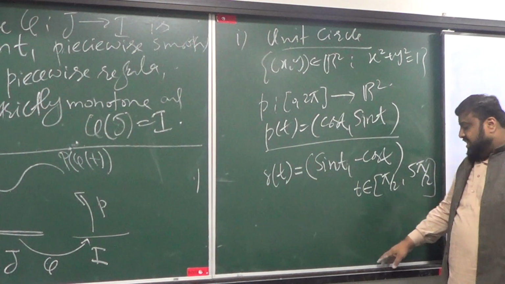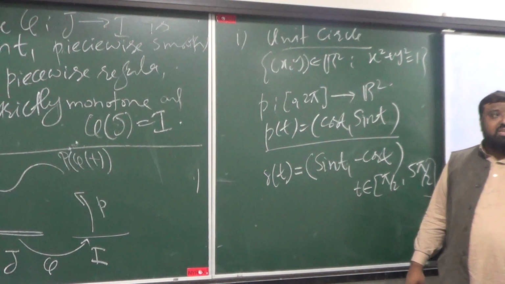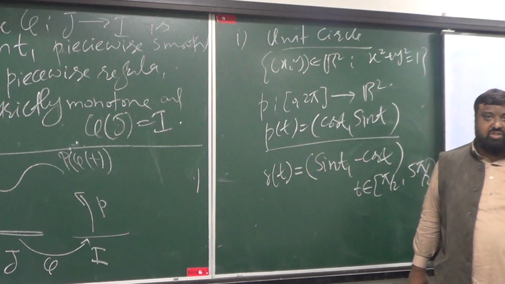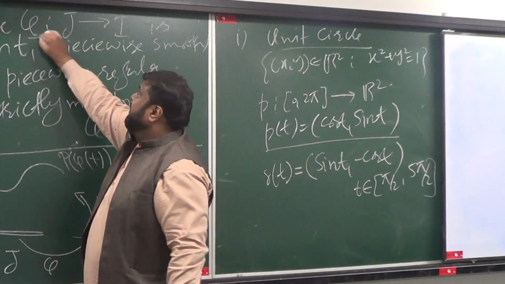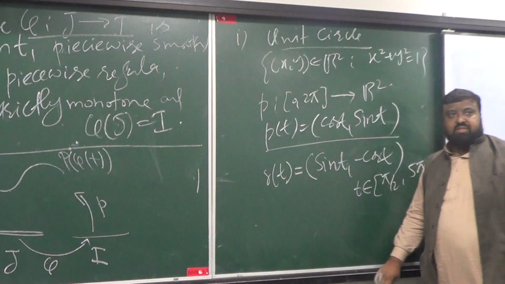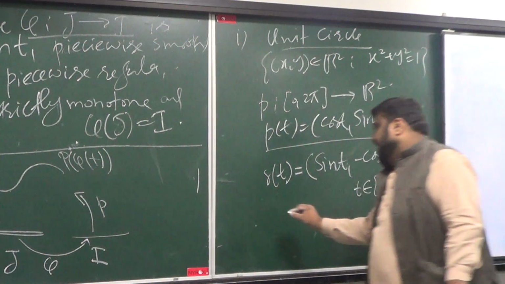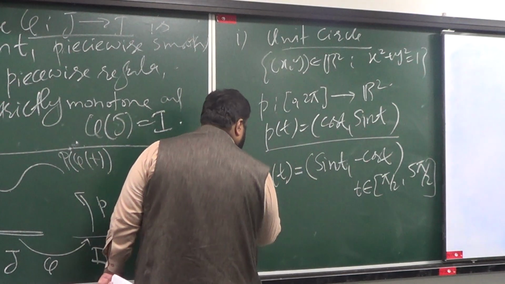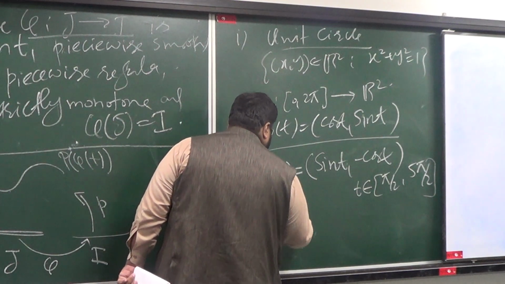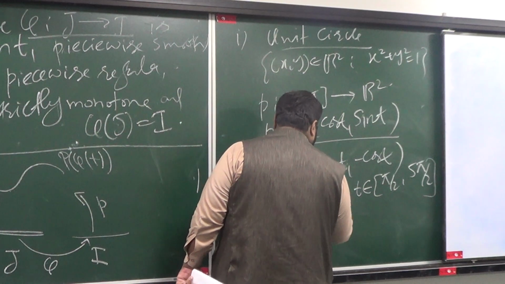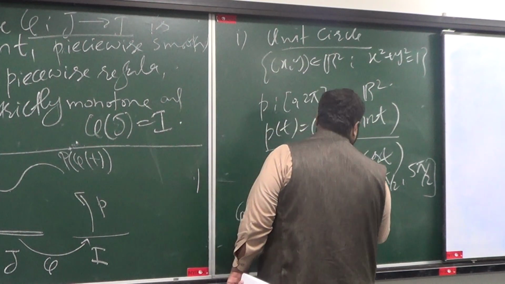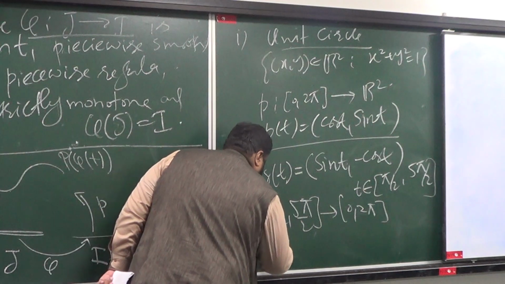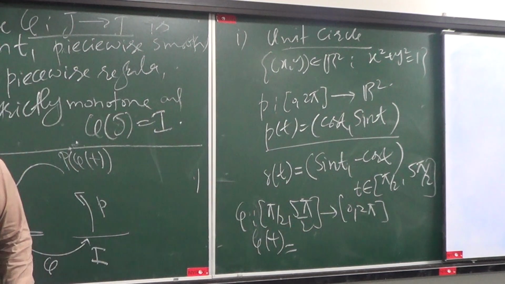The answer is, not directly. But if they both satisfy such a condition and such a phi exists, the only thing that you need is this map phi. So what do you think the phi should be? Phi should be a map from pi by 2 to 5 pi by 2 into 0 to 2 pi. And phi of t should be what?